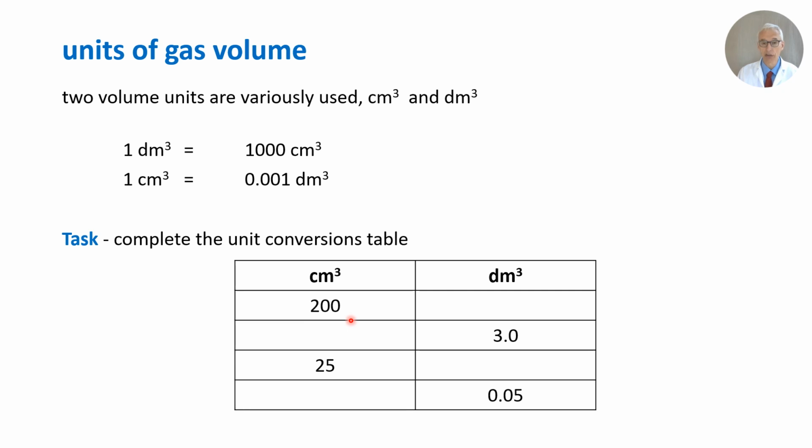Okay, so I'm going to reveal the answers. 200 centimeters cubed is 0.2 decimeters cubed. 3 decimeters cubed is 3,000 centimeters cubed. 25 is 0.025 decimeters cubed. And 0.05 decimeters cubed is 50 centimeters cubed.